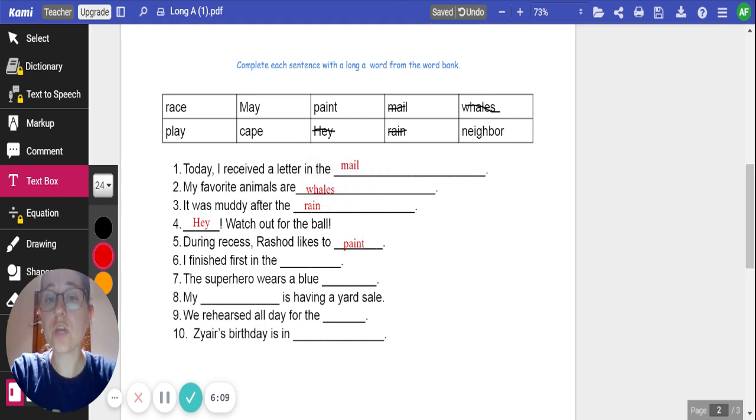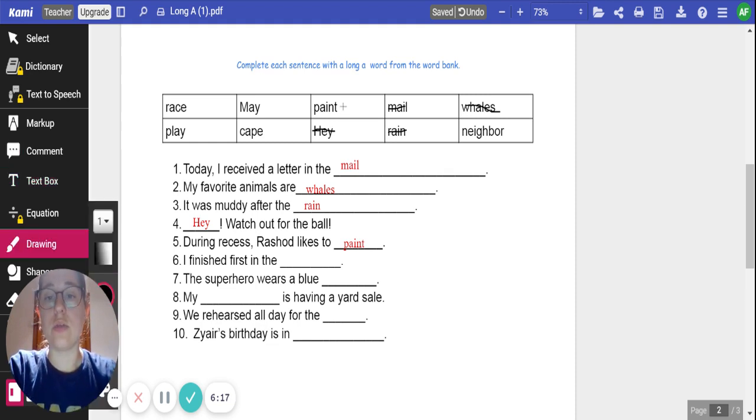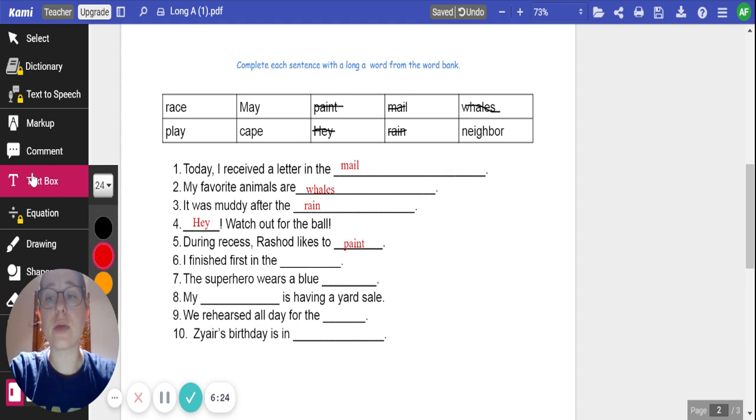P-A-I-N-T. If you need to pause the video, go ahead and do that to get numbers 1 through 5 copied down. You're just writing down your long A spelling word. What I would like you to do now is on your own, complete number 6, 7, 8, 9, and 10. So just write the spelling word that you think fits into the blank. Once you hit play, we will go over them together.